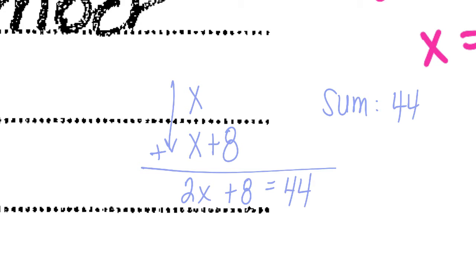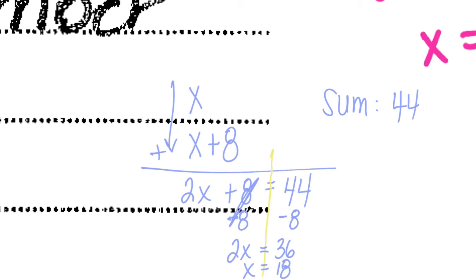And let's solve. A lot of you guys starting in Algebra 1 like to know that the equal sign is our equal sign where things are going to be of equal value. So what I do to one side, I'm going to subtract 8. I have to do to the other. 44 minus 8 is 36. And it looks like x is equal to 18.